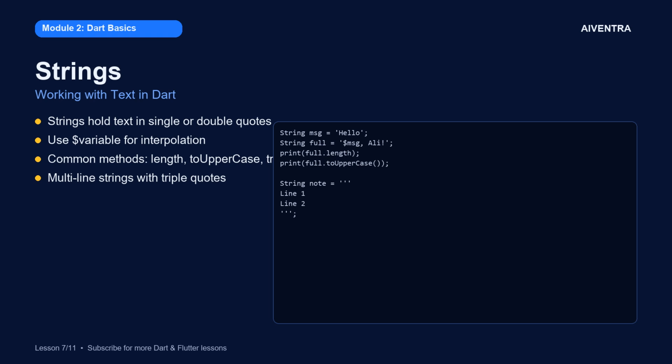For longer text spanning multiple lines, use triple quotes, 3 single or double quotes before and after the content. Dart preserves line breaks, making this perfect for paragraphs, JSON snippets, or formatted messages.